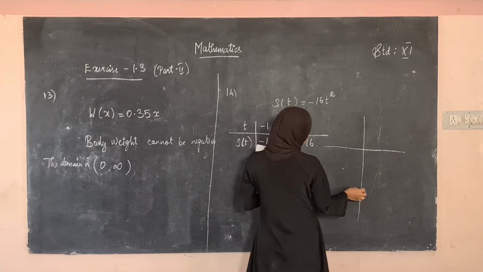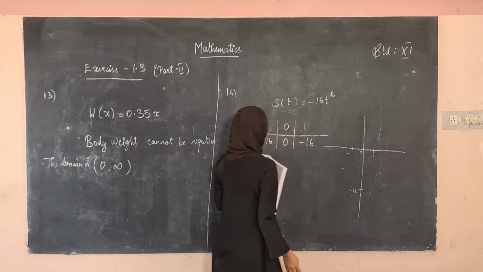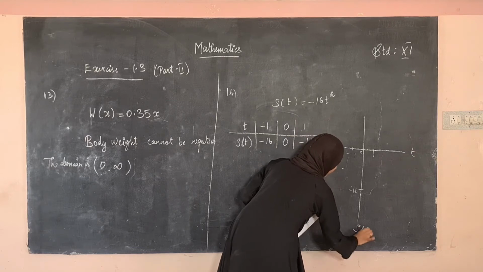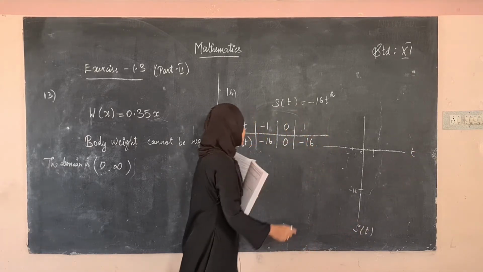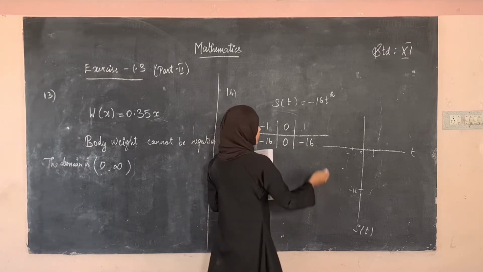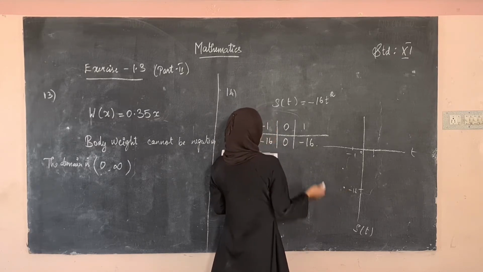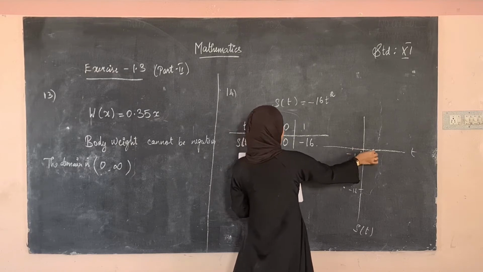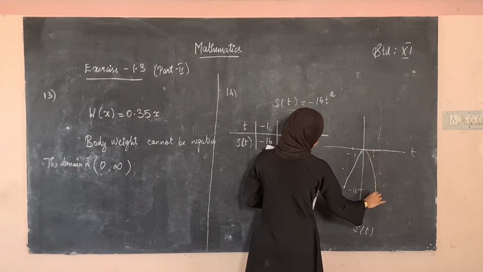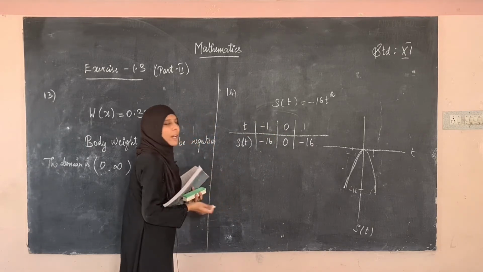Okay, so let this be minus 16, 0, 1, minus 1. When the value of t is minus 1, this is t and this is s of t. This is the x-axis and this is the y-axis, right? For the x-axis we have taken the value of t, and for the y-axis we have taken the value of s of t. So, see here, when the value of t is minus 1, the answer is minus 16, when the value is 0 the answer is 0, and again when the value is 1 it is minus 16. So, the graph is like this, the parabola turned downwards.